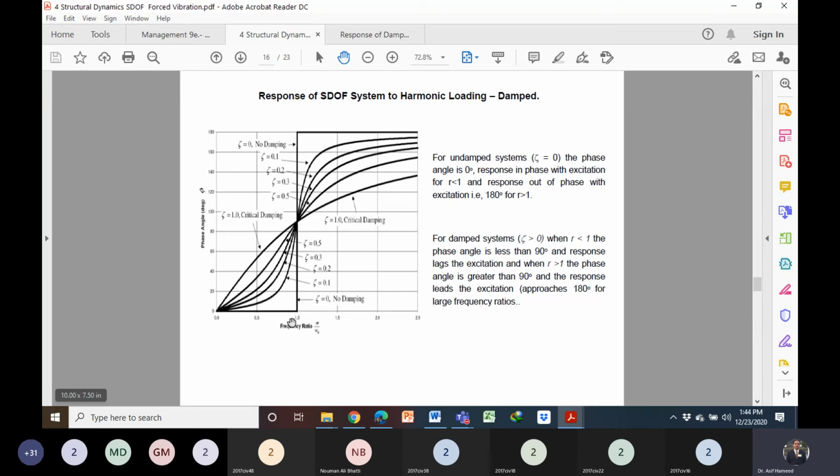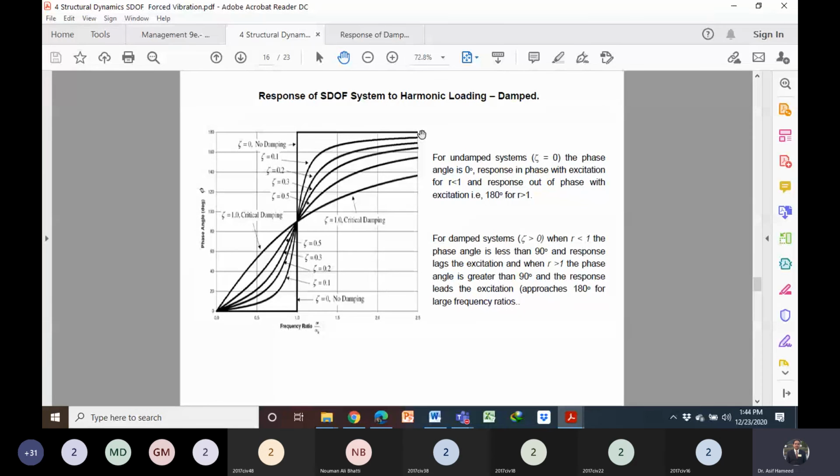Look here. For omega over omega n less than 1, let me check this line. The phase angle is equal to 0 degree for the undamped case, damping equal to 0. This is the line for damping equal to 0. ठीक है? When omega over omega n is less than 1 and the system is undamped, the response is in phase with the applied loading. And when omega over omega n is greater than 1, phi will be equal to 180 degree.